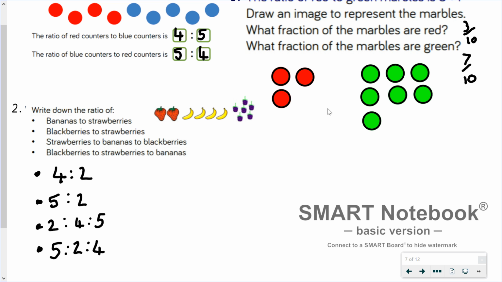Then blackberries first, which is 5. Then our colon to strawberries, which is 2. And then to bananas, which is 4. So those were your ratios there.